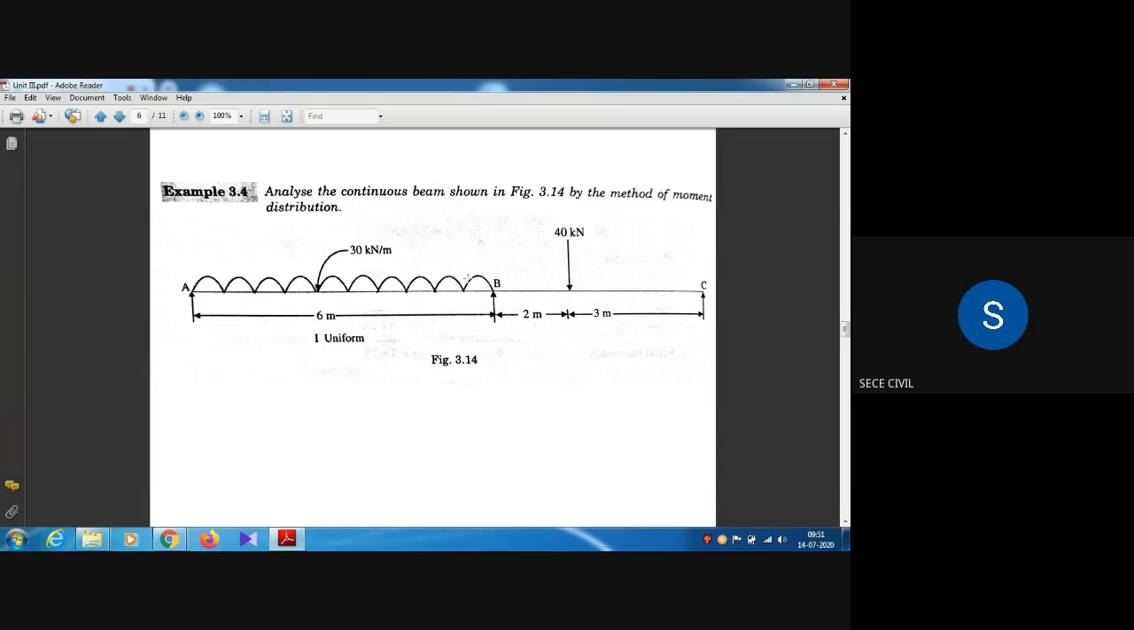I'm telling you for the future: if you are working in a company or doing some engineering works, at that time you can use any one method, whichever you know.